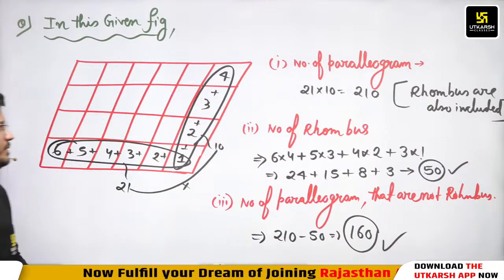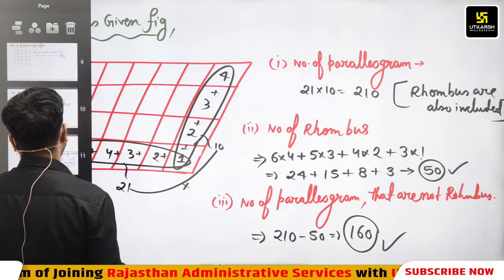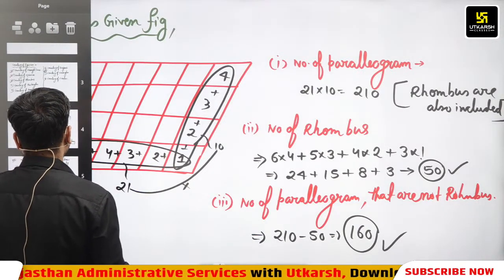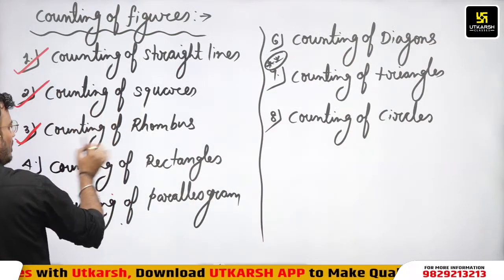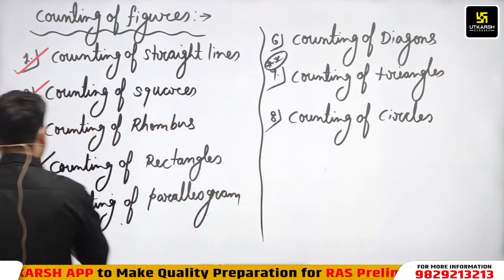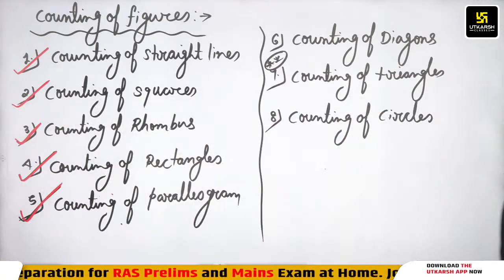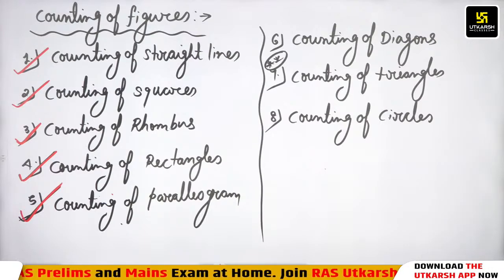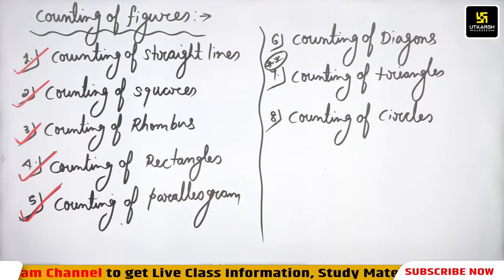Now I hope you are able to understand this concept very easily, and now we can say counting of a straight line, counting of a square, counting of rhombus, counting of rectangle, counting of parallelogram are done. Yes or no? So counting of 5 figures we have already done, and each and every concept is crystal clear. Please tell me in the comment box yes or no.